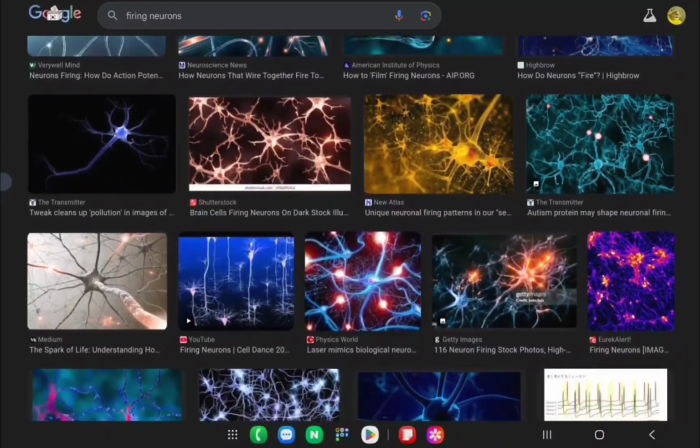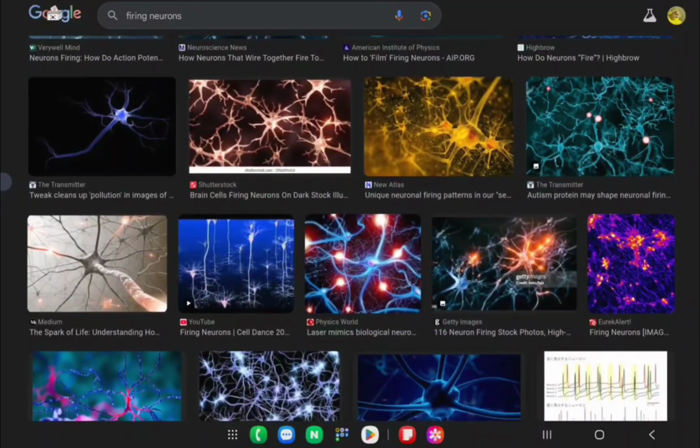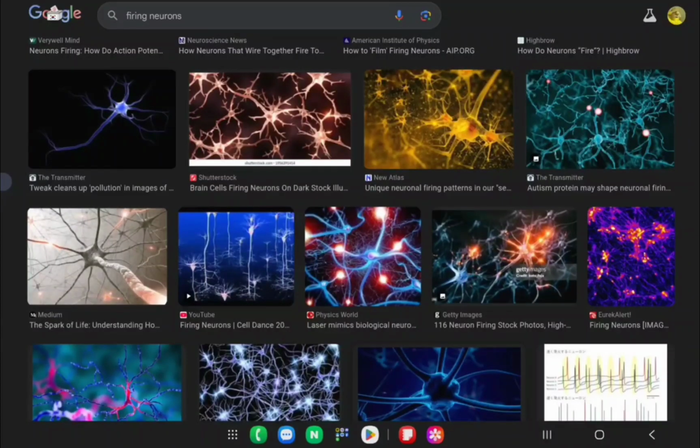These are the images of firing neurons. It looks great, but what if this happens too much? So, for episode 2, we will talk about how we stop glutamate from overly activating the neurons.